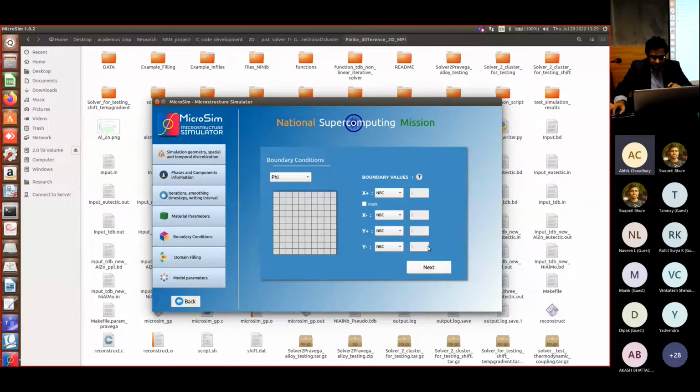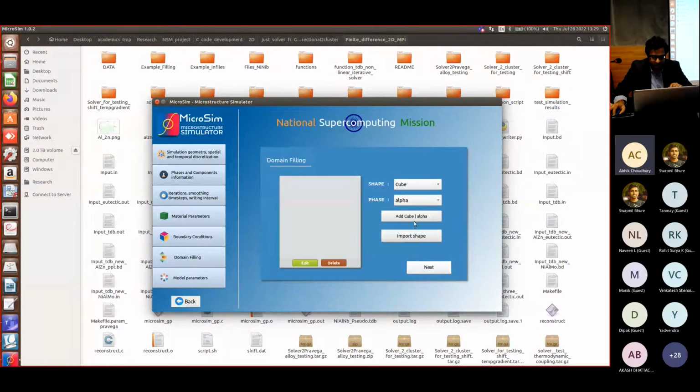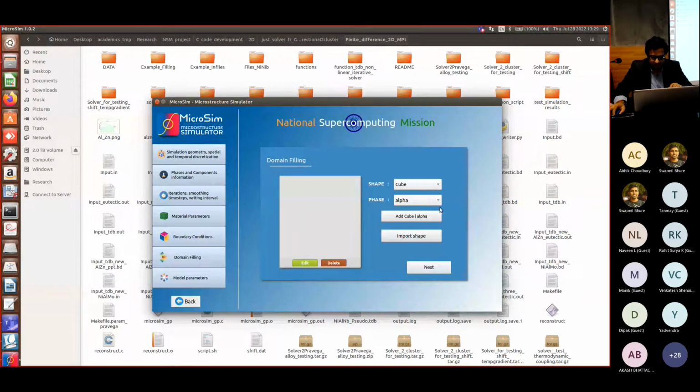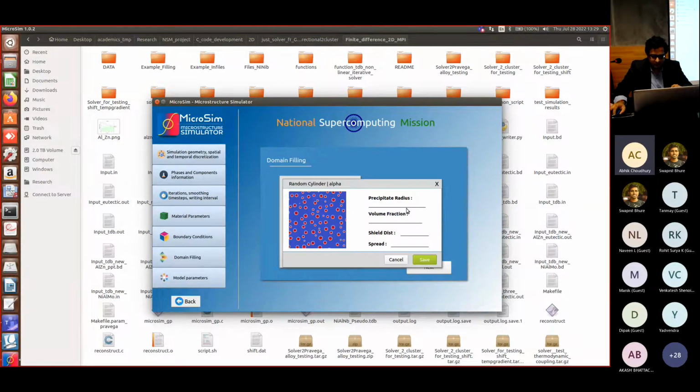Now these are Neumann boundary conditions. I'm going to use Neumann everywhere. And here I'm going to use a new filling function. I'm going to fill the random cylinder. I'm going to put random cylinders. So I'm going to choose a precipitate size, which will hopefully grow. So let's do 20. Volume fraction, I'm going to choose very small.